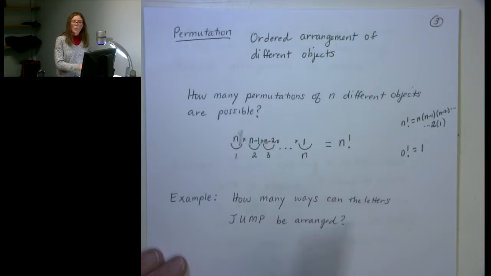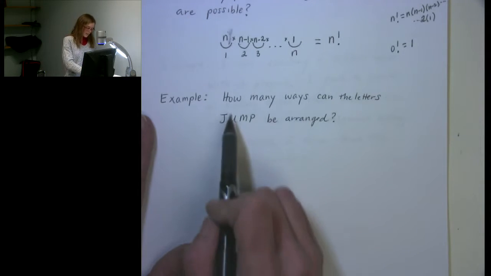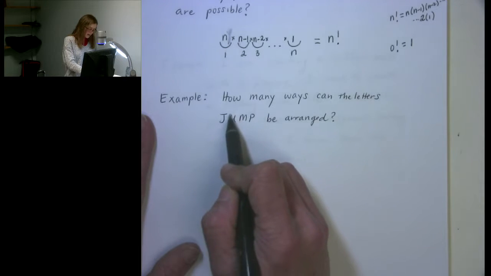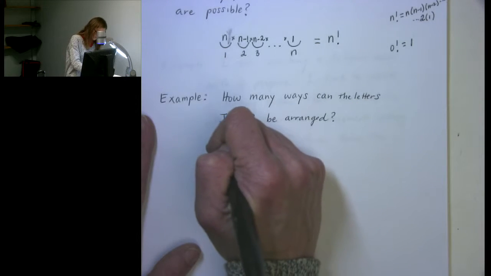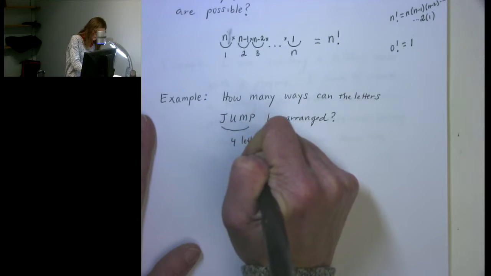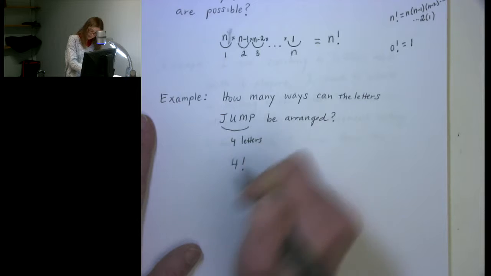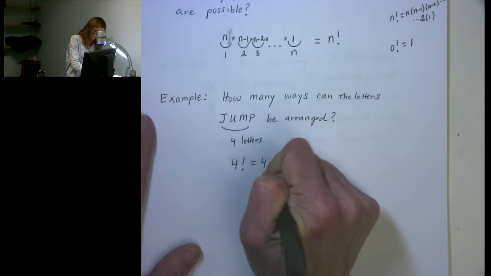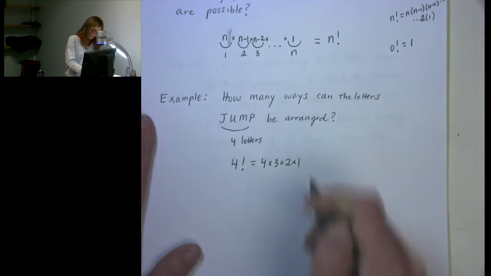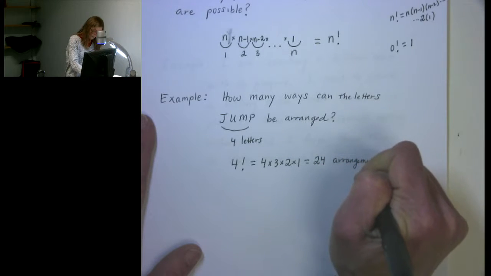So permutation would be an ordered arrangement, remember? If I want to say, well, how many ways can the letters J-U-M-P be arranged? Okay, well, I'd have 4 possibilities for the first spot, 3 for the second, 2 for the third, and 1 for the last one. So since I have 4 letters, the number of ways that I could arrange them would be 4 factorial, which is 4 times 3 times 2 times 1, which would give me 24 arrangements.